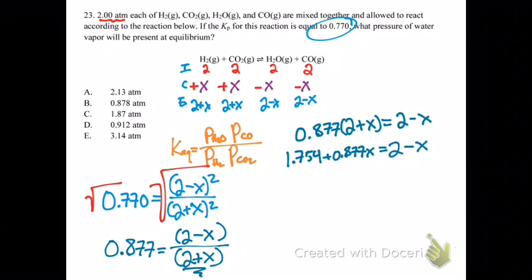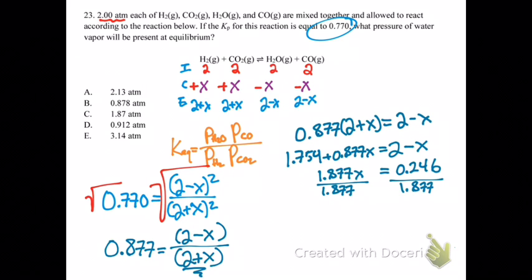So I'm going to subtract the 1.754 from both sides, and I'm going to add x to both sides, and we'll get 1.877x is equal to 0.246. And then all we have to do is divide both sides by the 1.877. And we'll end up getting x is equal to 0.131. The last thing we need to do is make sure that we're actually answering the question that's given.